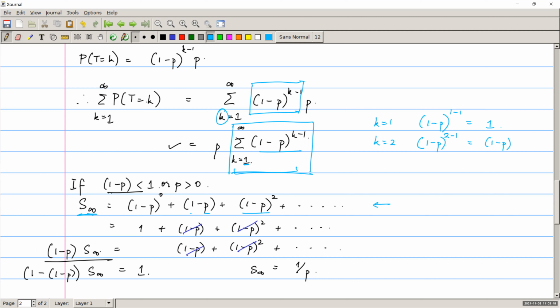Now if this sum exists, s infinity is a number. I can definitely multiply it by 1 minus p. But when I multiply it by 1 minus p, I look upon the sum in a slightly different way. 1 minus p multiplies every single one of these terms. I'm just going to write it in a way that makes it visually easier to see what is happening. 1 is multiplied by 1 minus p.